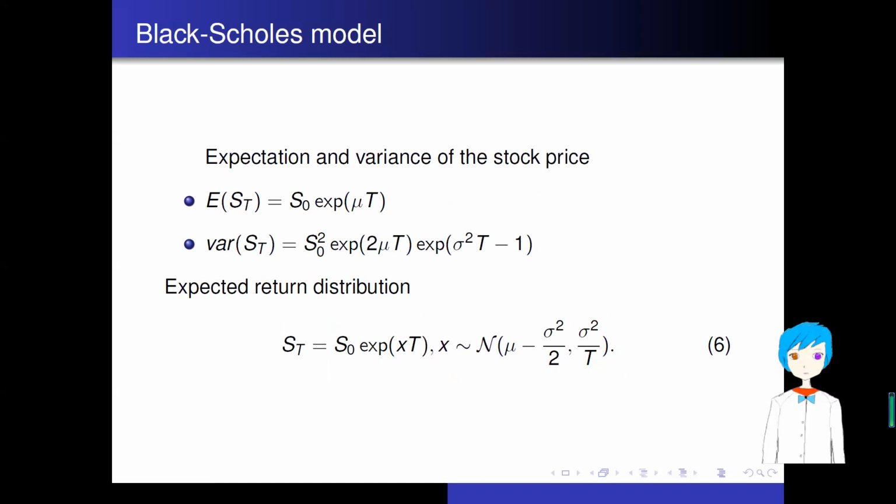So for the Black-Scholes model, we can derive the expectation as well as the variance of the stock price. The expectation is S0 e to mu t, while the variance is S0 squared e to 2 mu t times (e to sigma squared t minus 1). We can also calculate the expected return distribution of the stock. So ST equals S0 e to xT, where x is a normally distributed random variable with mean mu minus sigma squared over 2, and the variance is sigma squared over T.